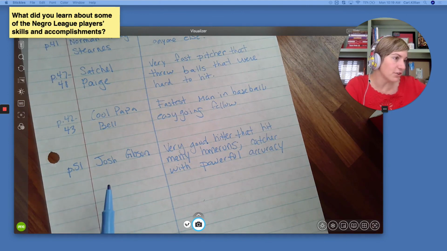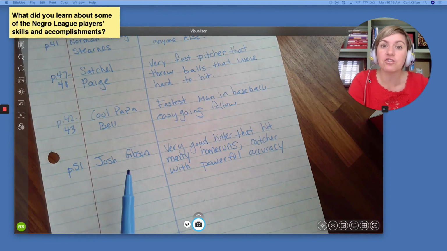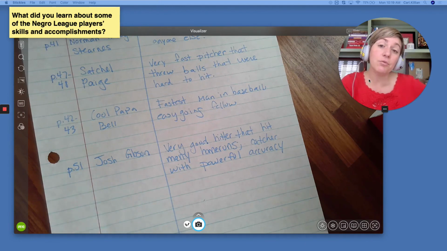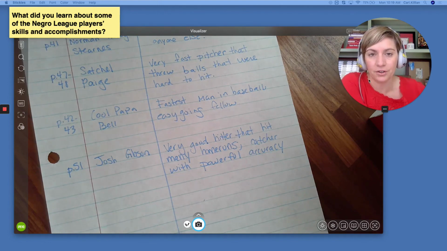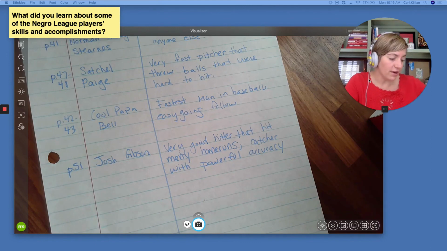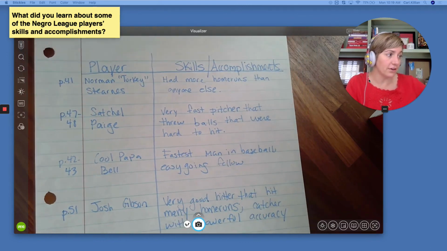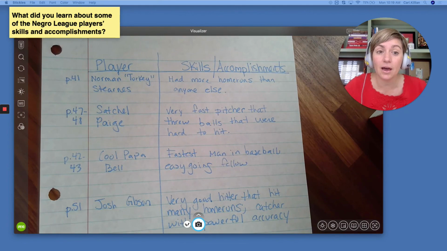The final person I recorded about was Josh Gibson. He was a very good hitter, and he became a very good catcher through hard work. Make sure that you have recorded some of the players along with their skills and accomplishments now.